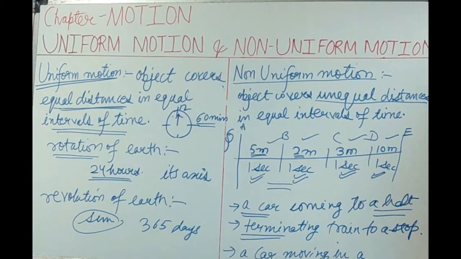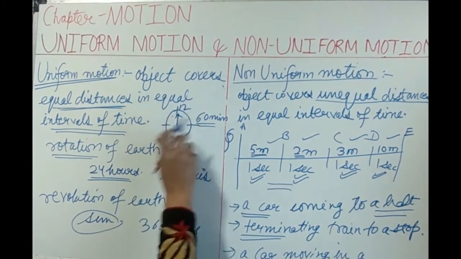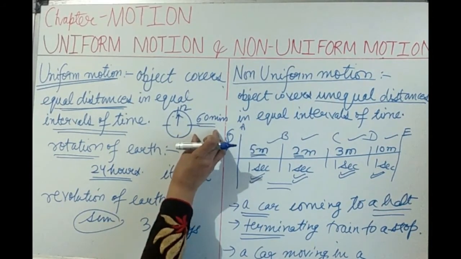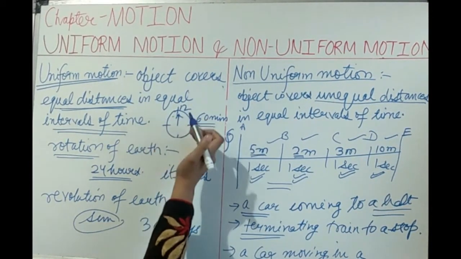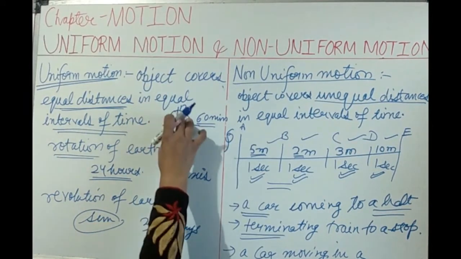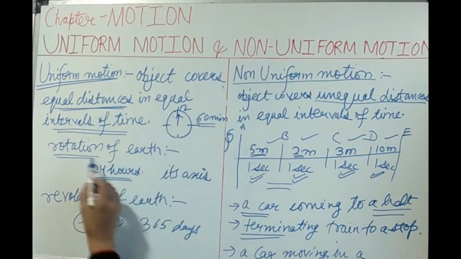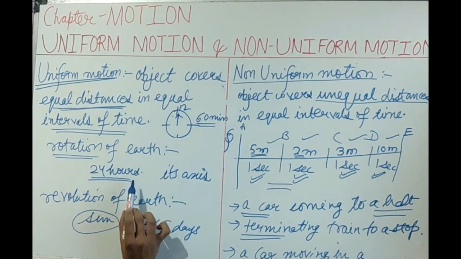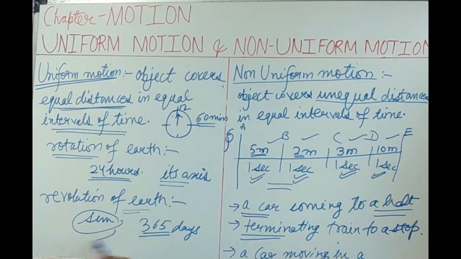So now you can compare both uniform and non-uniform motion. Here the object is covering equal distances. We have taken many examples. The minute hand of the clock covers one complete round in 60 minutes. In the next 60 minutes, again, it completes one complete round. So equal distances in equal intervals of time. Rotation of Earth takes 24 hours to rotate around its axis, and revolution of Earth takes 365 days to revolve around the sun. So equal distance is covered in equal intervals of time.